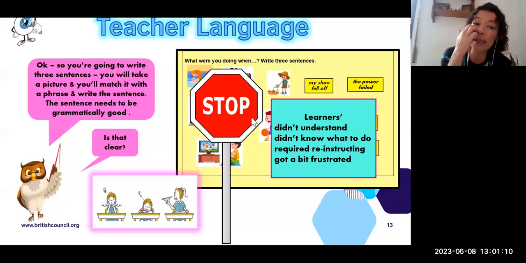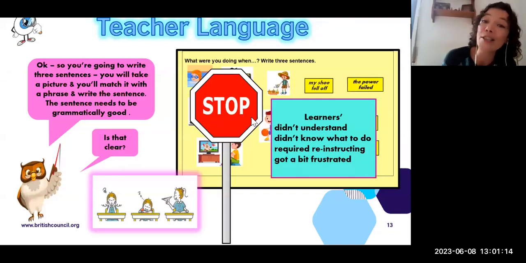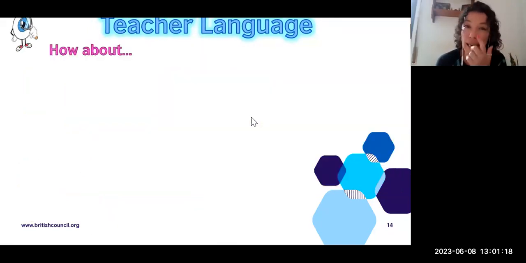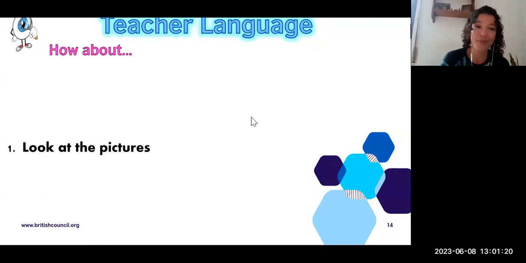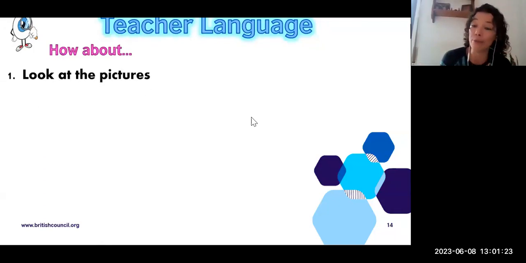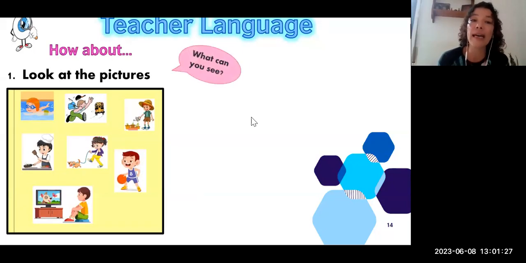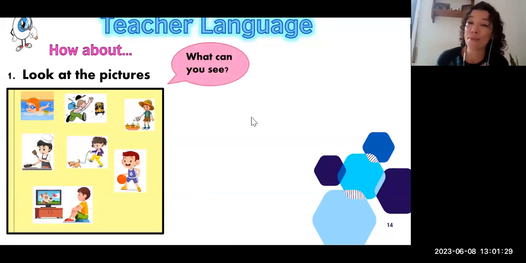So I worked together with this teacher as well then on how can we redo this? Let's re-script what you're going to say. And this is what we came up with. So see what you think. So the first one, we're going to break it down. So look at the pictures. First, just look at the pictures and tell me, what can you see? So we asked the class, what can you see?